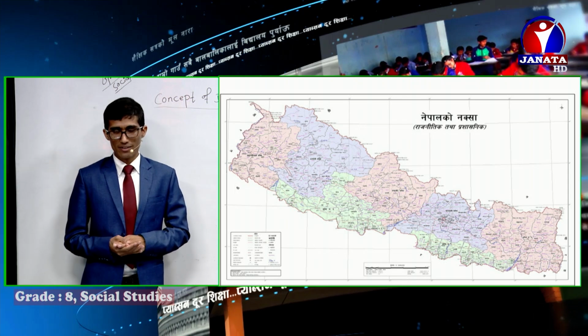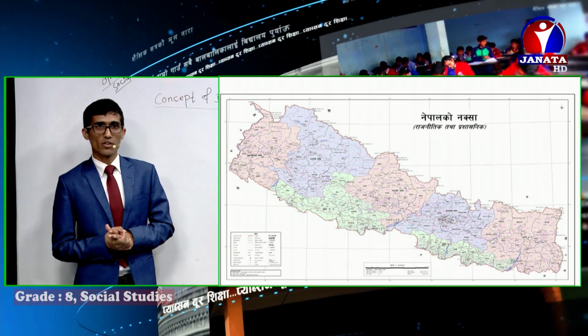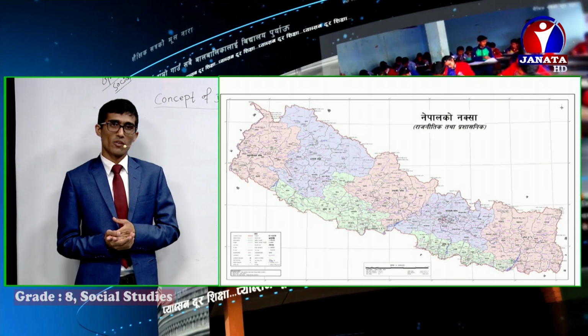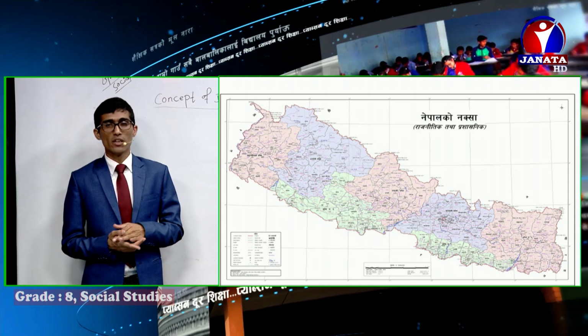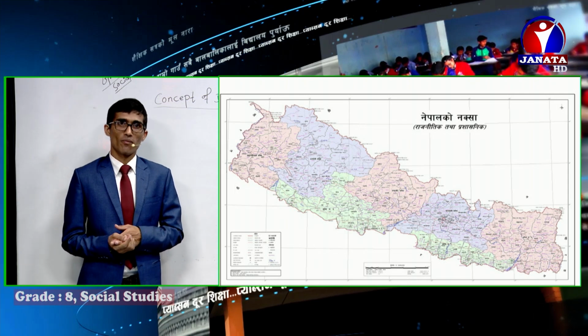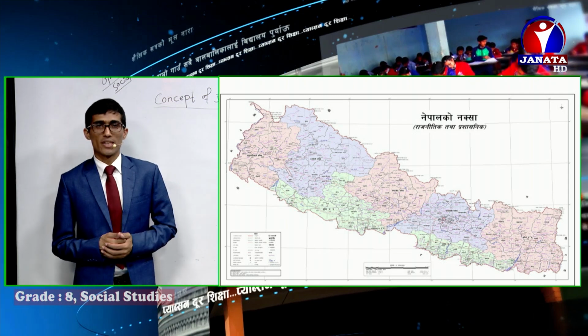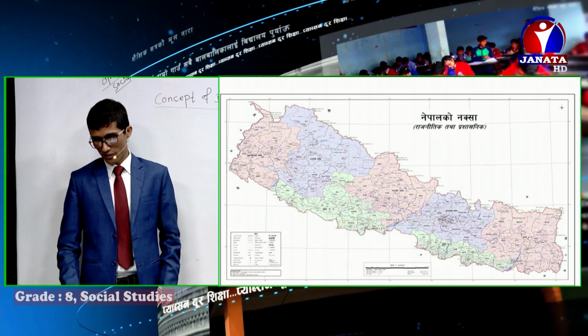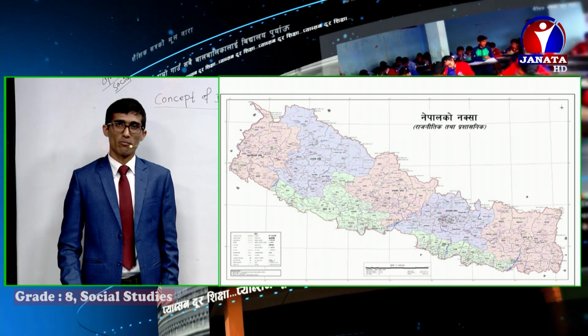Different states are there. Province number 1, province number 2, Bagmati province, Gandaki province, province number 5, Karnali province, and Far Western province or Sudur Paschim province. These are the 7 provinces now. The previous map, 5 development regions, that structure is not there at present. This is the very first thing we need to remember.